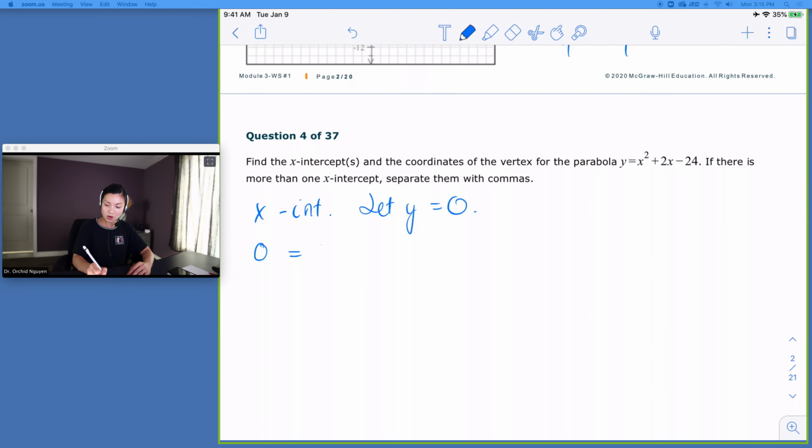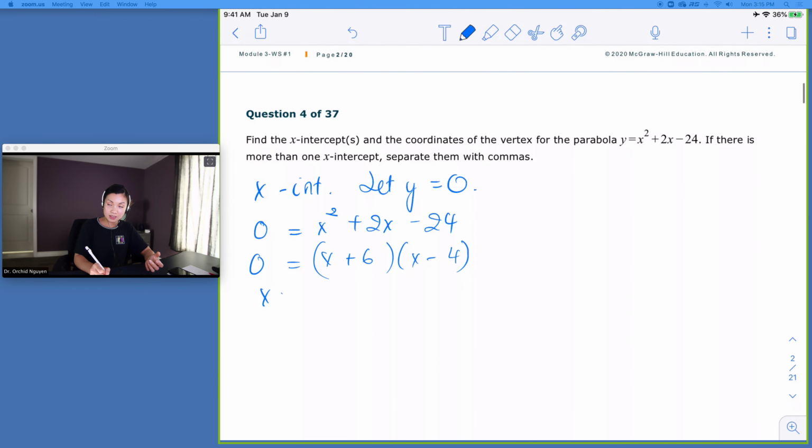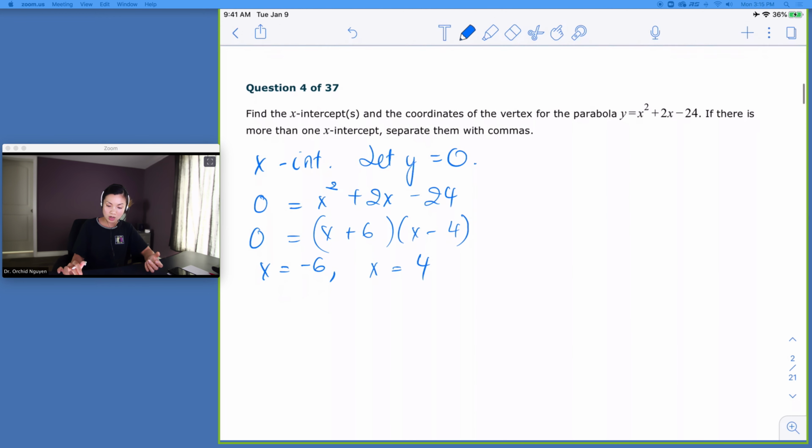So I have 0 equals x squared plus 2x minus 24. And all I have to do is factor. So I have x equals negative 6 and x equals positive 4. Okay, so those are the x-intercepts.